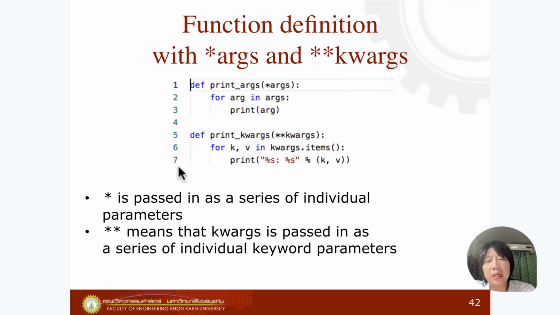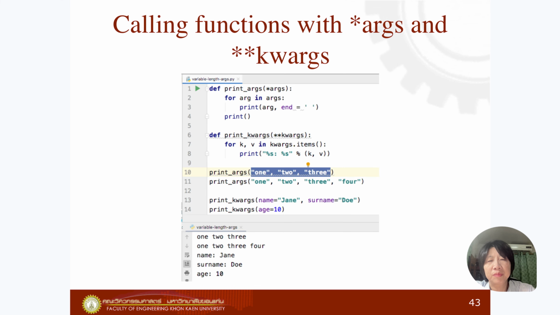So let's see the example here. Here we have defined the function print arguments, and here we have star arguments, and here we can say for each argument in arguments, print argument. And then another function, print keyword arguments. Here we have two parameters, key and value, for each item of keyword arguments. And when we call the function with star arguments and keyword arguments, we can observe that we can call the function with any number of parameters.